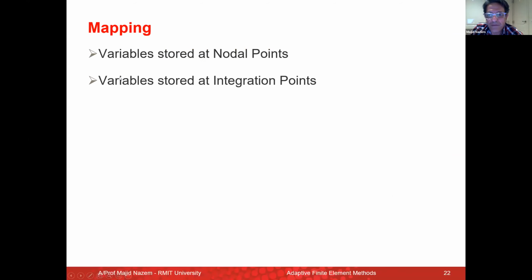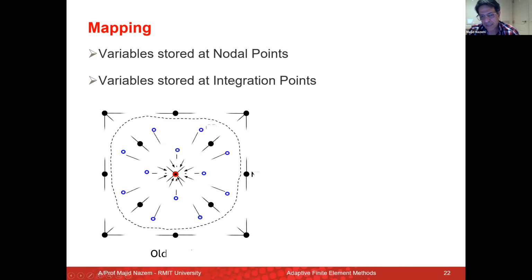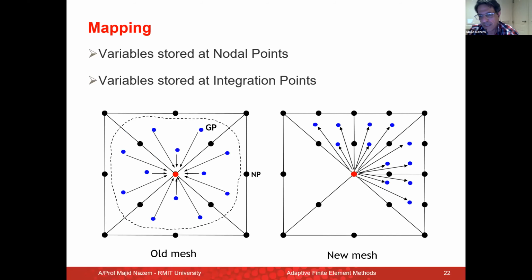Okay, after generating a new mesh or refining a mesh, we need to remap state variables and also the nodal variables from the old mesh to the new mesh. Now we need to consider nodal points, variables stored at nodal points, for instance, displacements, velocities, accelerations. And these can be easily done by using the interpolation or shape functions. But for integration points, it's a bit complicated. So here is how we can do this remapping in H adaptivity.